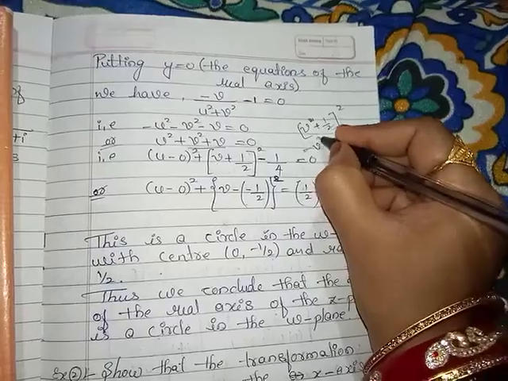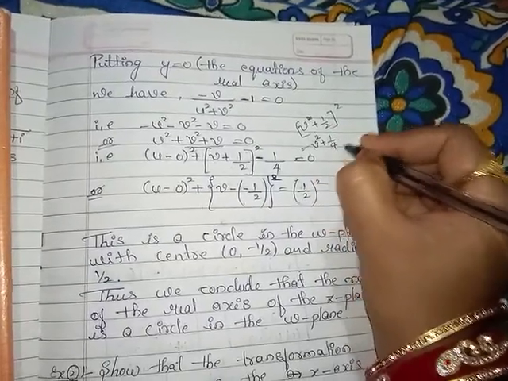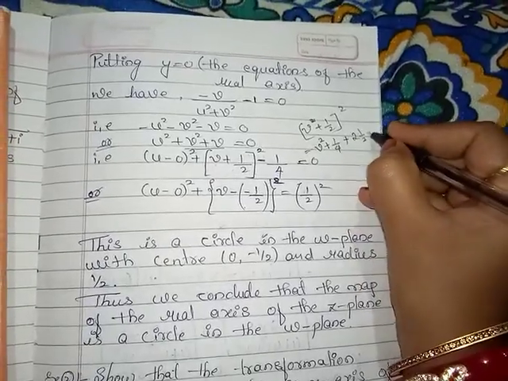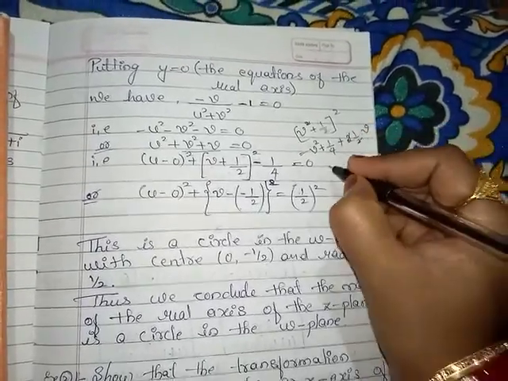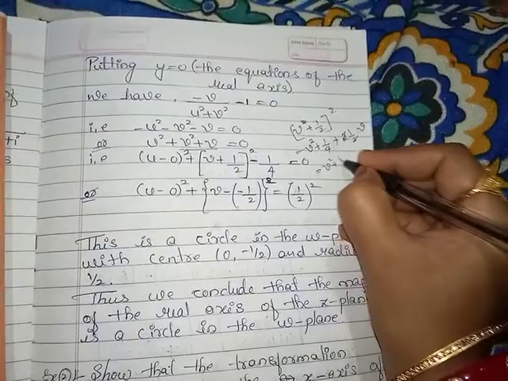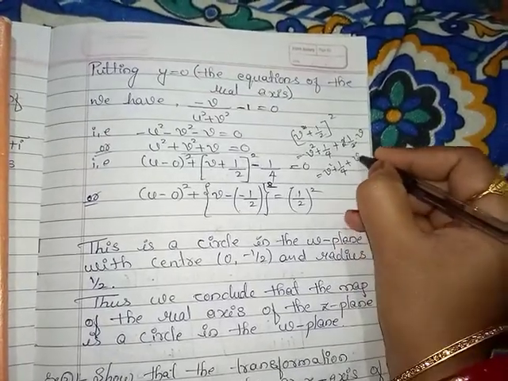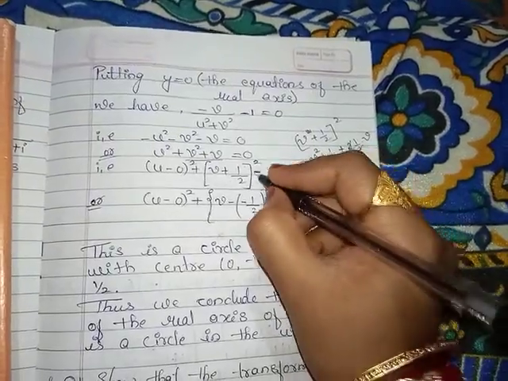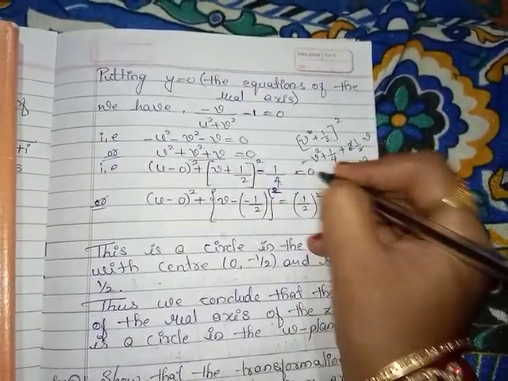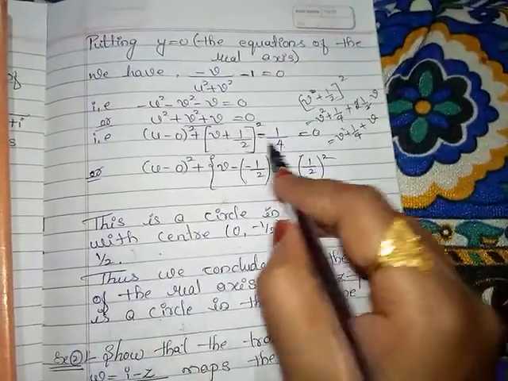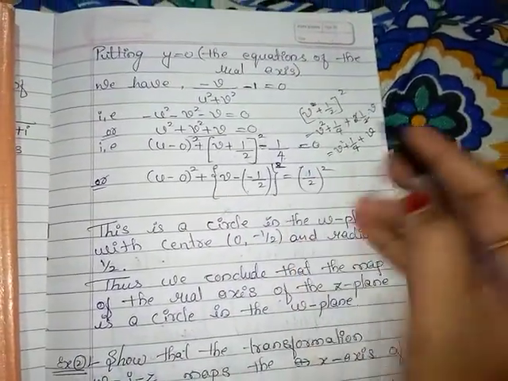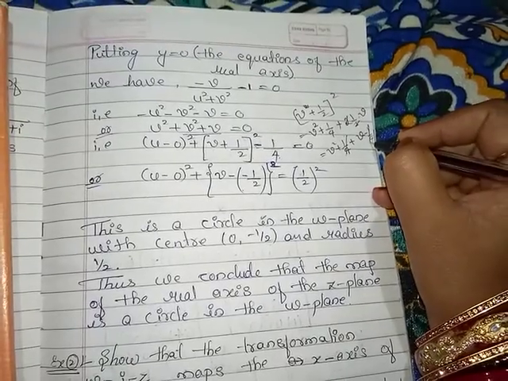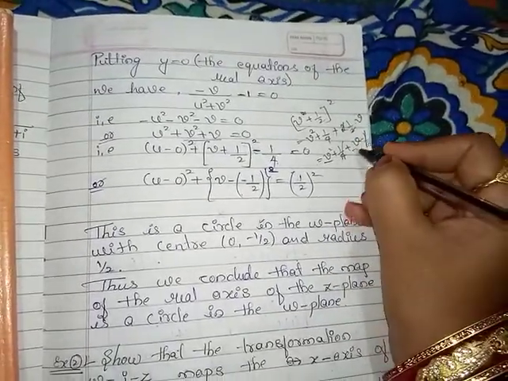After solving, we get v square plus 1 by 4 plus 2 into 1 by 2 into v, where the 2 gets cancelled, so v square plus v plus 1 by 4. To balance, take minus 1 by 4, which is equal to 0. The plus 1 by 4 and minus 1 by 4 cancel, remaining only v square plus v.